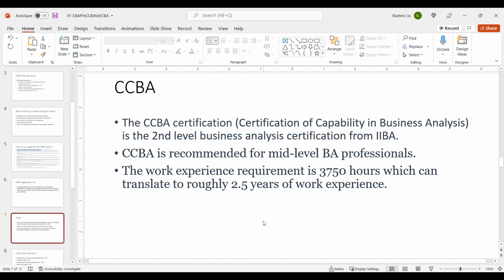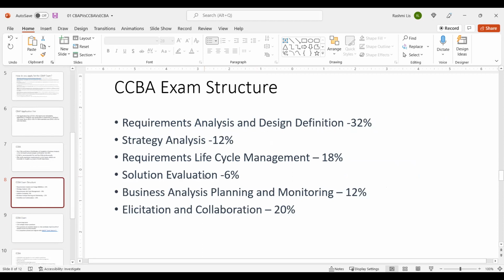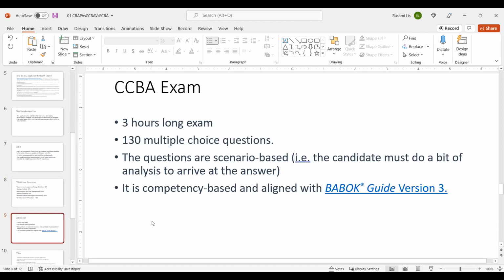The CCBA certification is a second-level business analysis certification from the IIBA. CCBA is recommended for mid-level BA professionals, and the work experience requirement is 3,750 hours, which translates to about 2.5 years of work experience. The CCBA exam structure holds weightage on requirements analysis and design definition. The next one is requirements lifecycle management. After that, you have strategy analysis and business analysis planning and monitoring. You do have a heavy emphasis on elicitation and collaboration, as well as on solution evaluation.